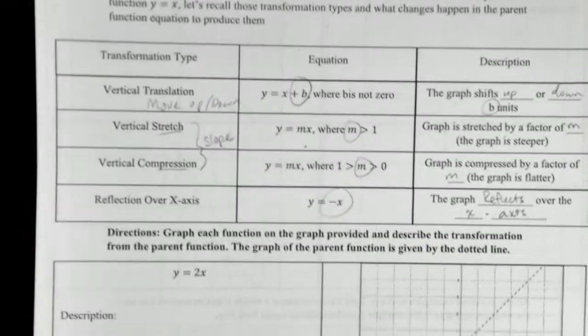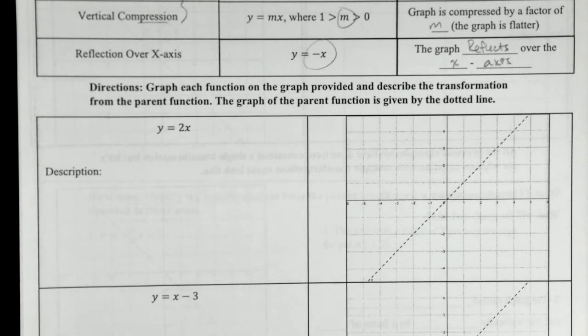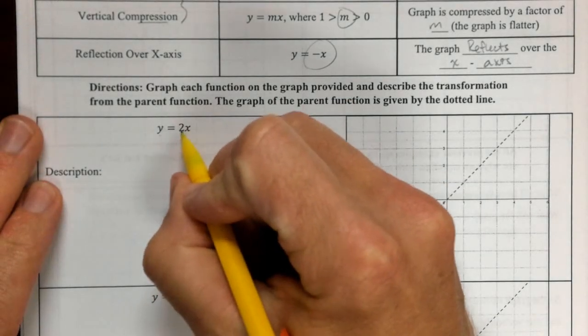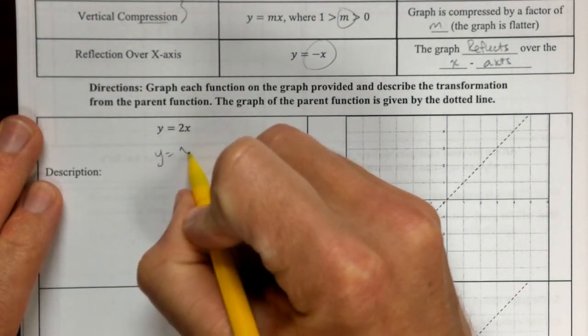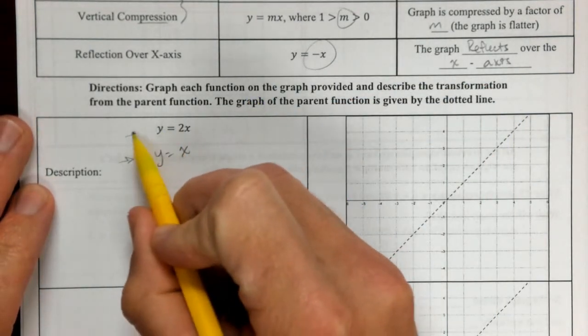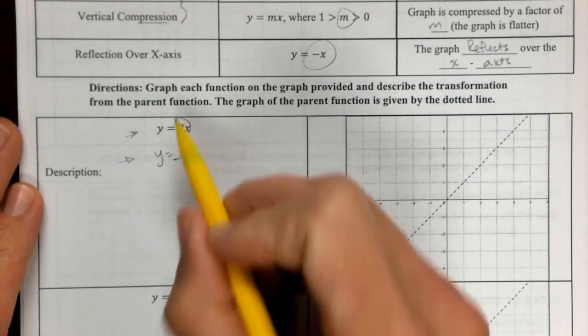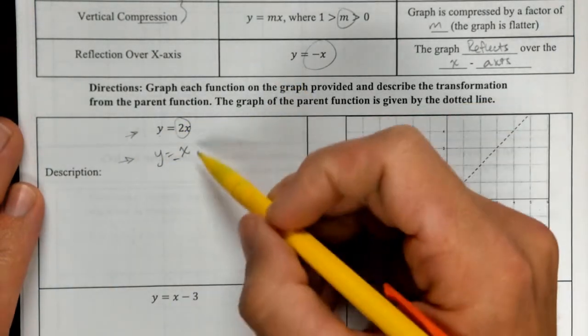Alright, so let's look at some examples. We're going to take our parent function, which is here in the dotted line, and we're going to transform that parent function. So my new function is going to be y equals 2x. So let's look at what changed from my original function to my new function. Well, this has a slope of 1. This has a slope of 2. So my slope got bigger.